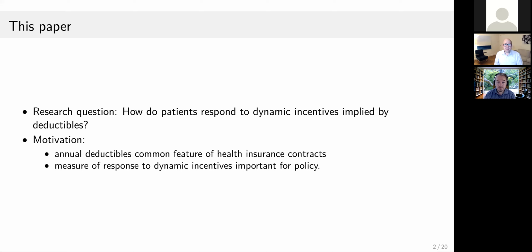Now, a related question that we also find interesting is whether the response to these dynamic incentives actually is the same for different groups in the population, or whether some groups, say, understand better how they should act and therefore respond differently to dynamic incentives. So one might argue that one should be concerned if people who have the same healthcare needs consume very different amounts of care because they react differently to dynamic incentives.